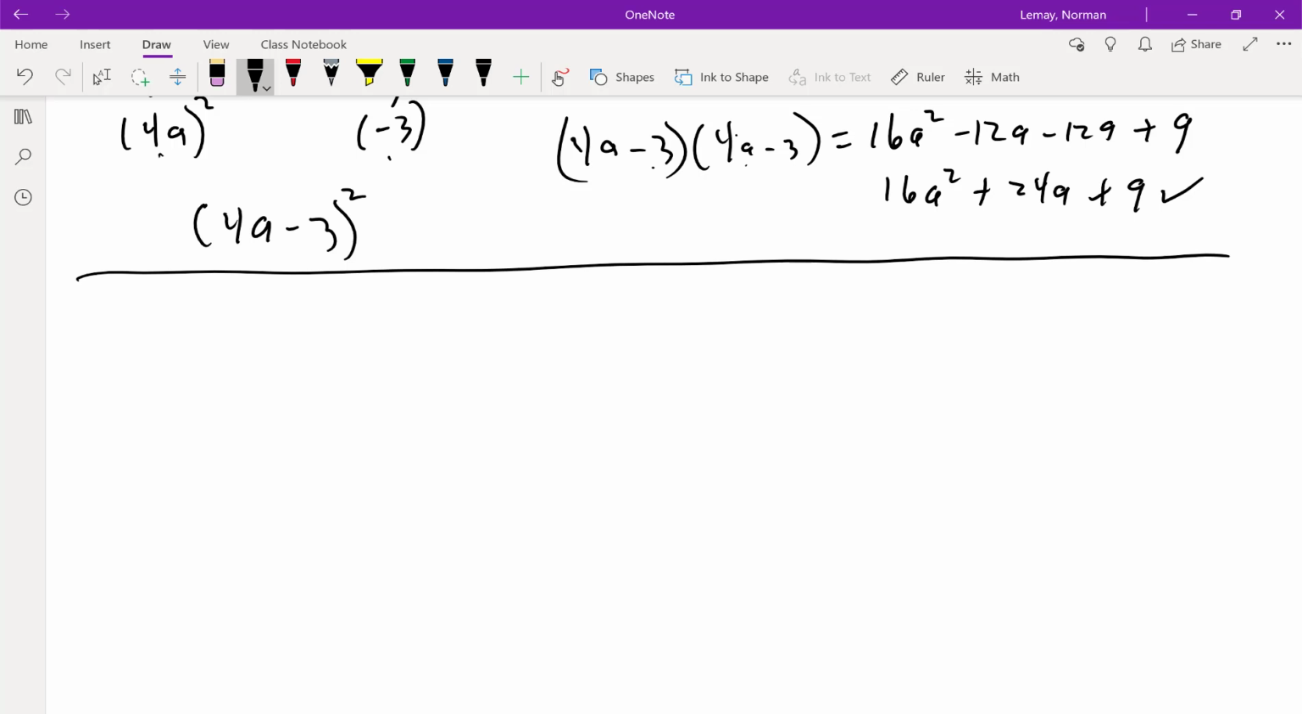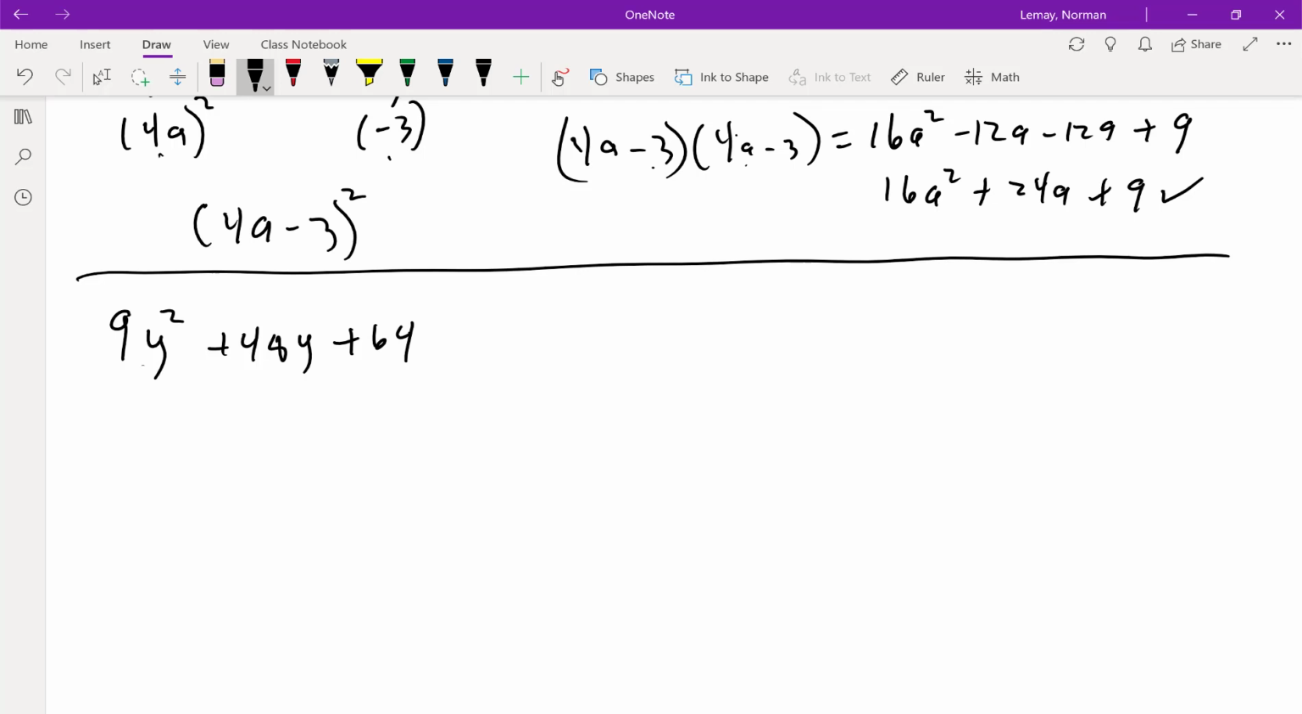So let's do another one where the leading coefficient is not 1. So I'm looking at 9y squared plus 48y plus 64. So again, we see that everything's in order.